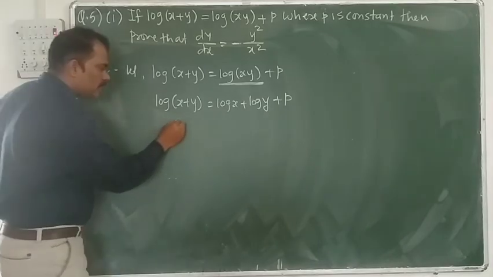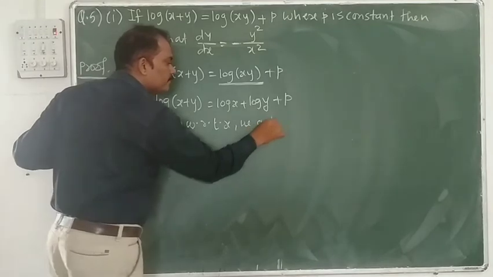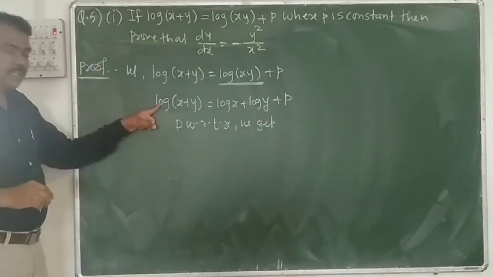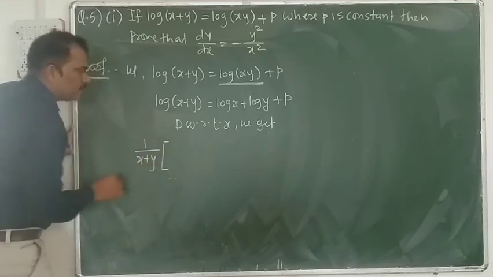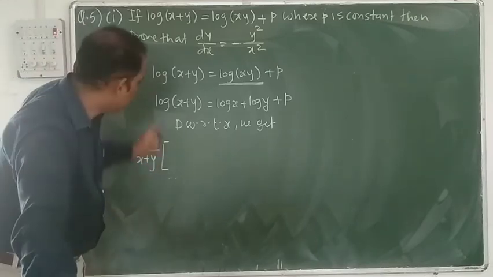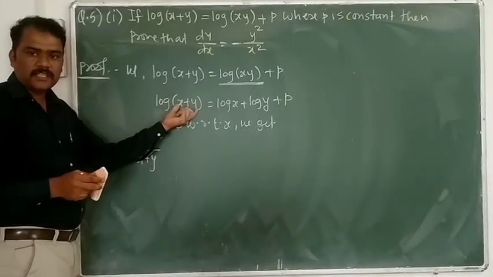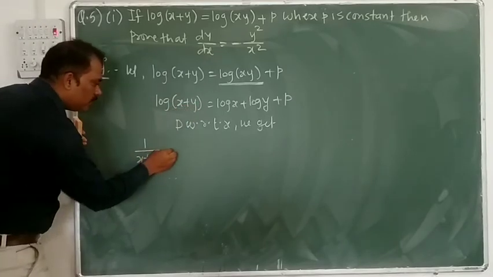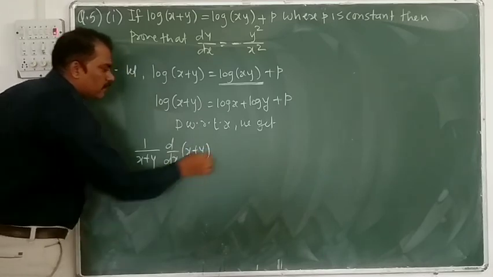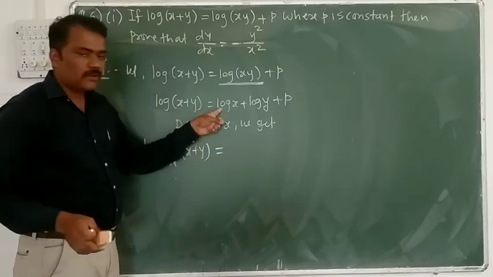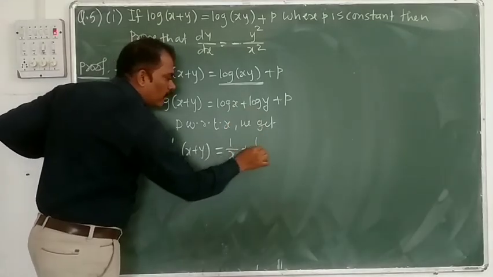Now we have to differentiate this with respect to x. First we keep the finger on this log, so we get 1 upon x plus y into the bracket. Then we take the derivative of x plus y, so into d/dx of x plus y is equal to, first the derivative of log x. What is the derivative of log x? 1 upon x, plus, what is the derivative of log y? 1 upon y.